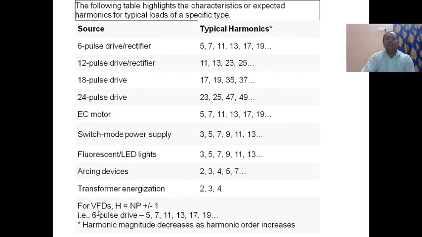For VFDs, variable frequency drives, the harmonics are h equals np plus or minus 1. For a 6-pulse drive, 5, 7, 11, 13, 17 and 19 harmonics are present. Harmonic magnitude decreases as harmonic order increases. If the harmonic order increases, the harmonic magnitude automatically decreases.